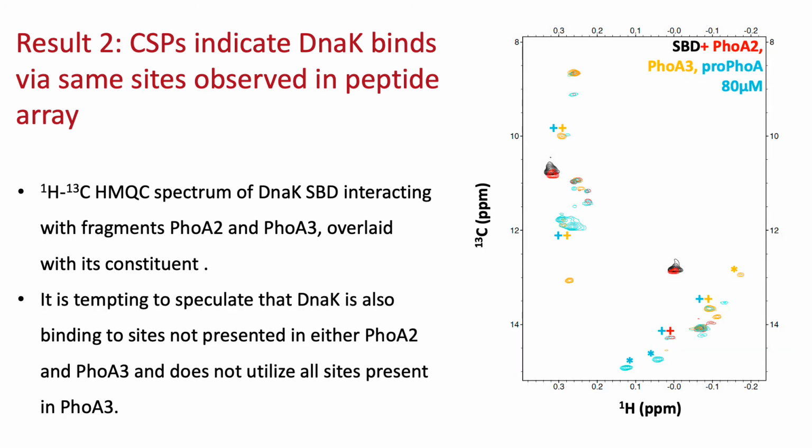This spectra overlays empty SBD with SBD in complex with phoA2, phoA3, and full-length proPhoA respectively. It suggests that DnaK binds full-length protein using the sites also found in both the fragments, but it also binds sites presented outside of these 2 fragments as indicated by the cyan stars in the downfield region of the spectra. There is also a peak present in fragment phoA3 upfield in the proton dimension that is not overlapping with any other peak. It is tempting to speculate that this is a new site that DnaK is binding when only presented in the fragment phoA3.